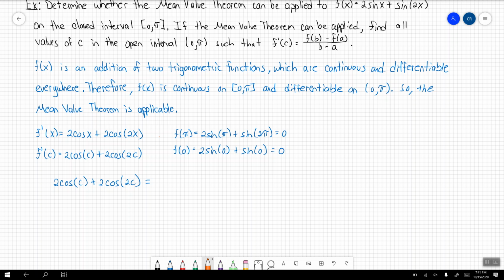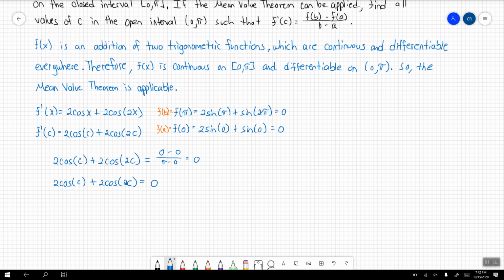So just as a quick reminder, f of b is here, and this is f of a here. So f of b was 0 minus 0, divided by pi minus 0, which means we're going to get 0. So in this particular instance, we now have 2 cosine at c plus 2 cosine at 2c is then equal to 0. And we have to find the values that this satisfies.